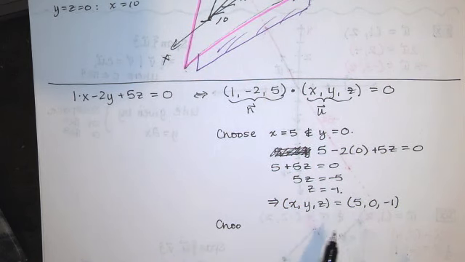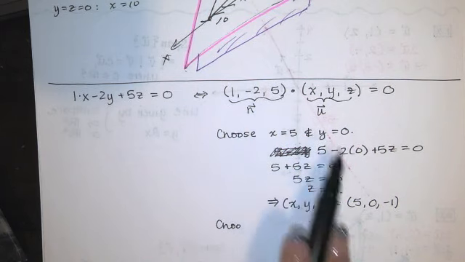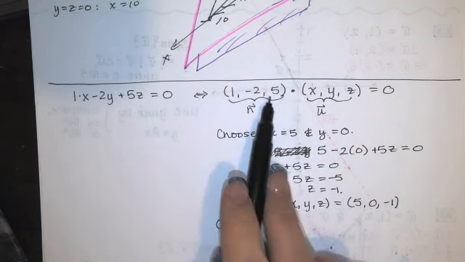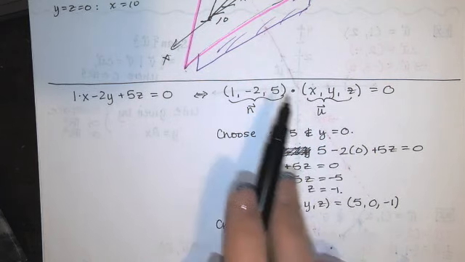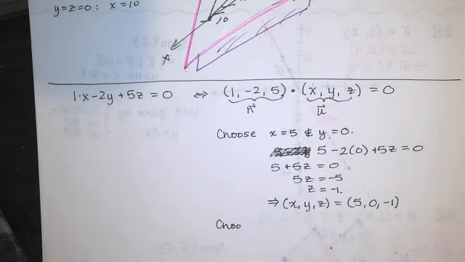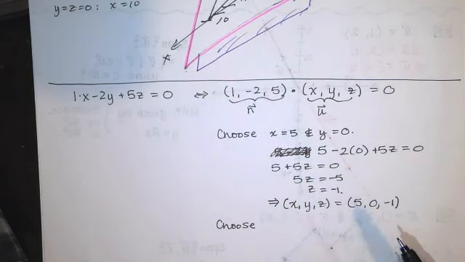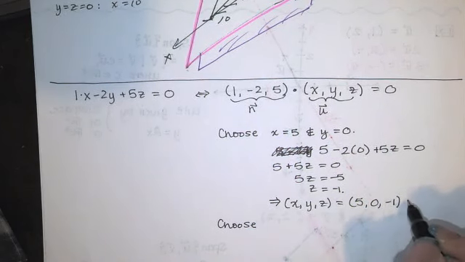And if you take the dot product, notice it works. 1 times 5 is 5, plus -2 times 0 is 0, plus 5 times -1 is -5. 5 plus 0 minus 5 gives us 0. So now you just want to choose different x and y so that the next vector we choose is linearly independent from this first vector. I'll call this my vector u.